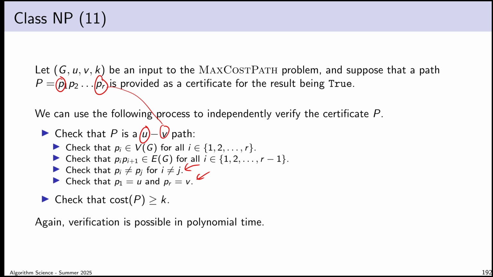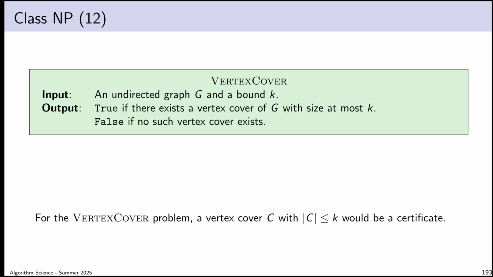Only once I have verified all of that do I bother checking that the cost of the path is what I was expecting. And although this is a little bit tedious, certainly I can do this verification in polynomial time. So finding a path might be difficult, but if you find me one, I can use that as a certificate to check your work very easily.